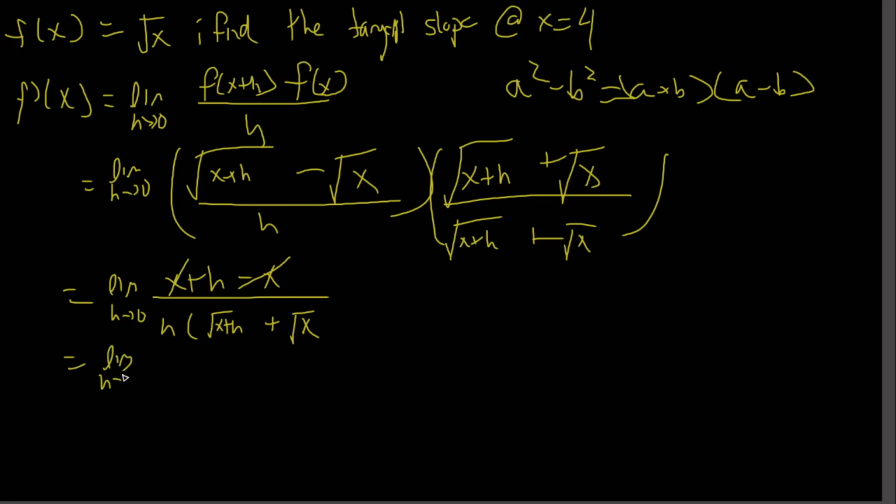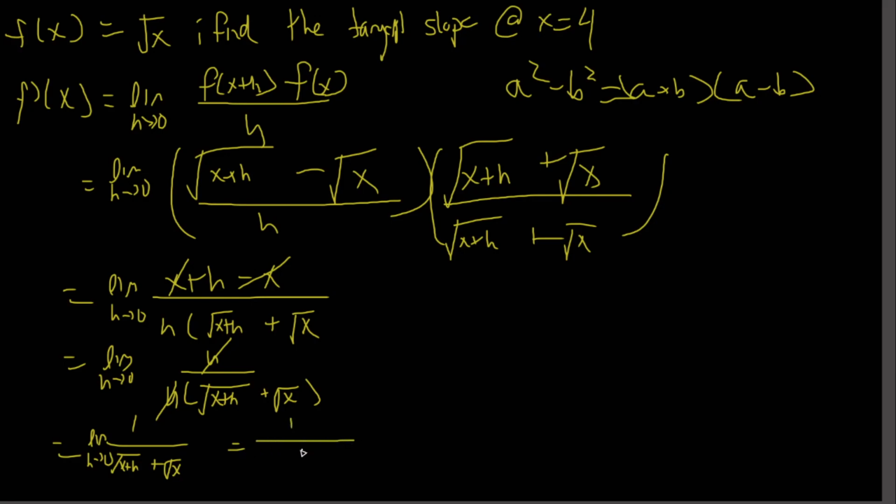And this would equal the limit as h approaches 0 of h over h times the square root of x plus h plus root x. With our h's canceled out here, we have 1 over the square root of x plus h plus root x, limit as h approaches 0. And this would just equal 1 over root x plus root x, because at this point we could substitute h equal to 0. This would equal 1 over 2 root x.